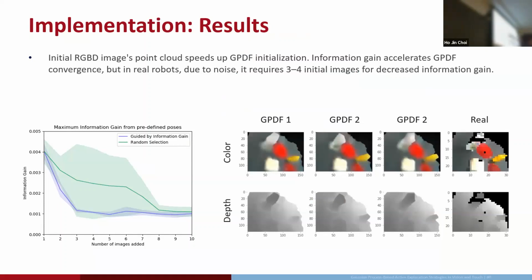However, in the real robot, because of the camera noises, it actually takes 3 or 4 images for initialization to see this kind of a drastic decrease. So this is the GPDF result rendering depth and color. But if you look at the real images, there are some black areas that are reflective or have a very sharp edge, where the image cannot get the information properly.